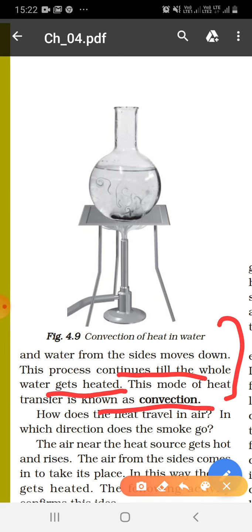See this figure 4.9. When heat is given to water, the lower layer of water becomes hotter, and hot water is lighter than cold water, so it will move upward and the upper layer of cold water will move downward. Again this colder water will become hot, then again hot water will move upward and cold water will move downward. So this process continues till the whole water is heated. So the whole water is heated by the process of convection.